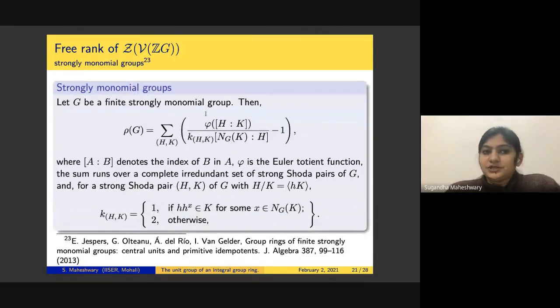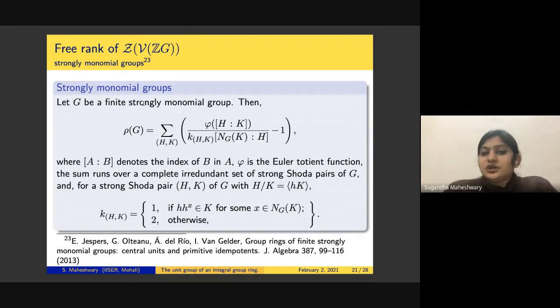Okay, so I'm not going into detail of what a strongly monomial group is, but for those who do not know about this, you can take it to be a considerable class of finite groups, where abelian-by-supersolvable groups are included in this class. There is a whole lot of work which is done around this class of groups, which has given us various good results. There are strong Shoda pairs which are involved in understanding the Wedderburn decomposition, the simple components of the rational group algebra.